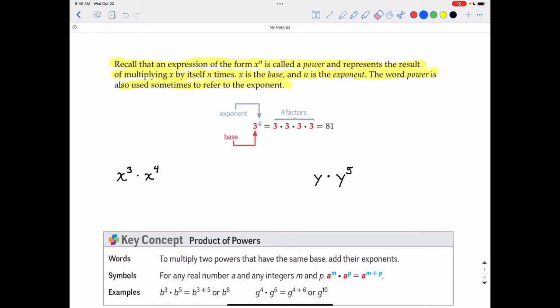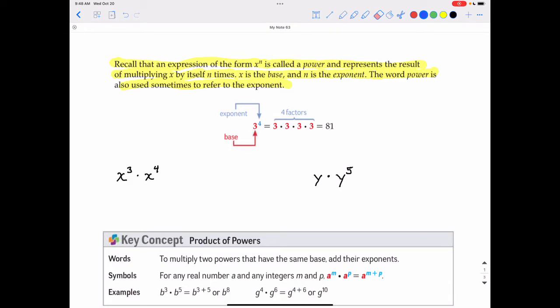So as we look at the example here, it says that 3 is considered the base. 3 is the base here. The exponent is 4, and what that is telling you to do is to take 3 and multiply it times itself 4 times. So 3 to the 4th power means 3 times 3 times 3 times 3. When you multiply 3 times itself 4 times, you get 81.